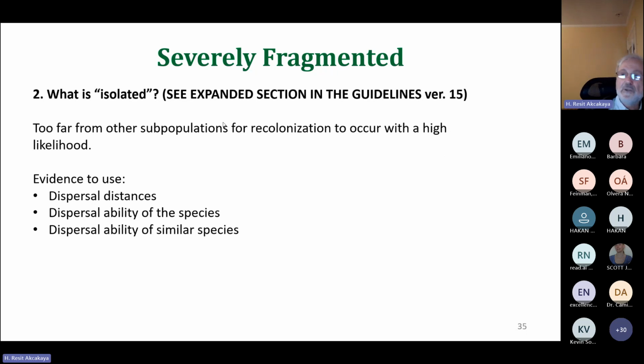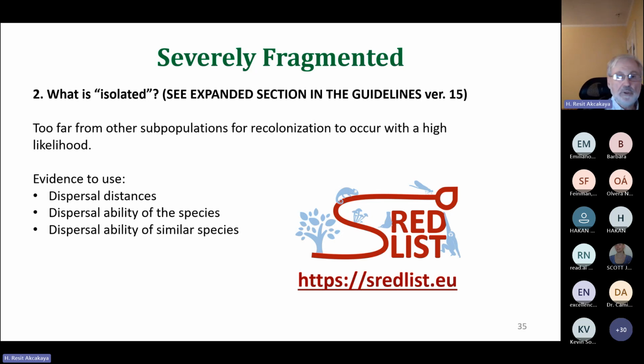Second decision is what is isolated. And again, that means that it's too far away from other subpopulations for recolonization to occur with a high probability. And the evidence that you use is dispersal distances of the species, dispersal ability of the species. If you don't know that, dispersal ability of similar species, all these dispersal related attributes of the species go into this consideration. Now, once you have considered these, again, I want to mention the Red List tool here because it allows you to then calculate whether severely fragmented is correct or not based on the maps and other information that you enter.